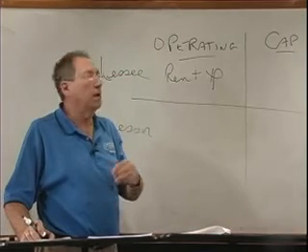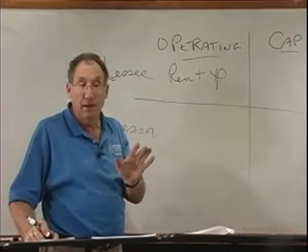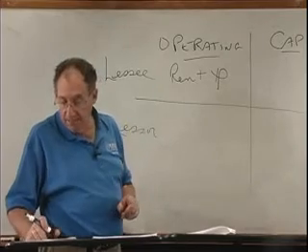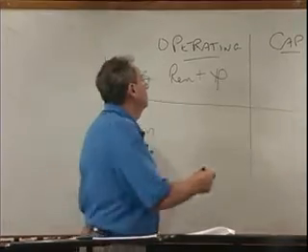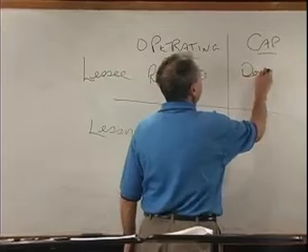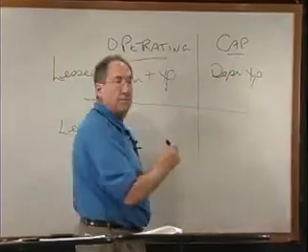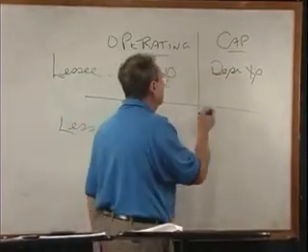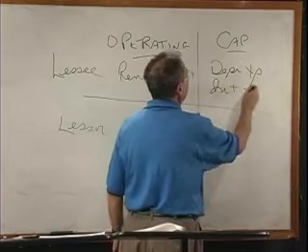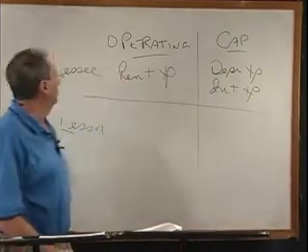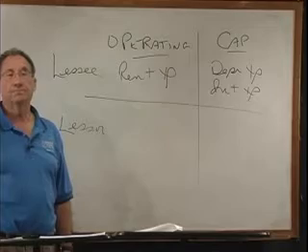The lessee sets it up as if they really own it, but legally they don't. The lessee sets up the asset and the liability. So the asset would be reflected eventually over its life through depreciation expense, would be amortized, and the liability, when it's amortized, would reflect interest expense.